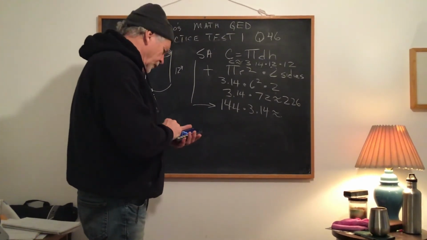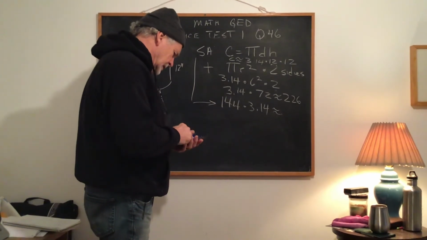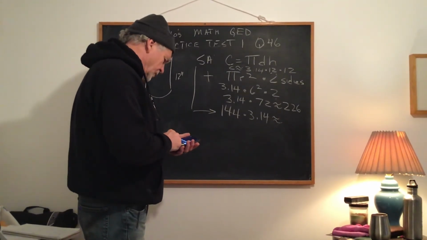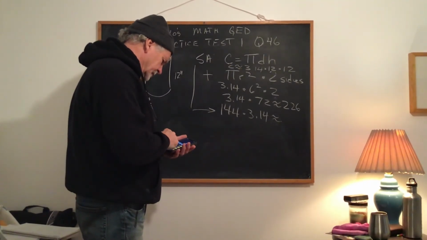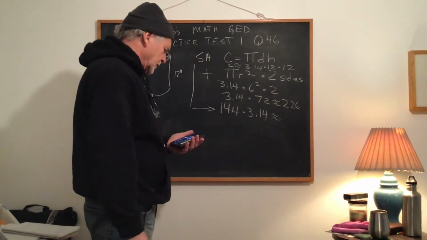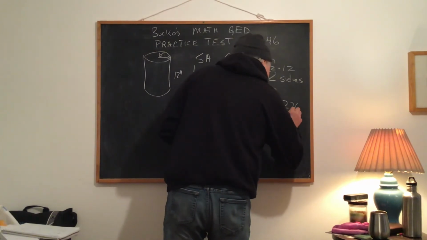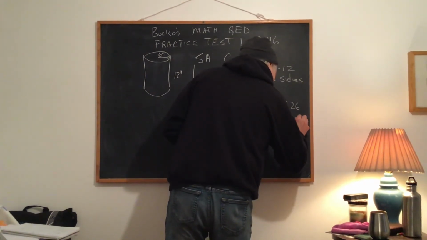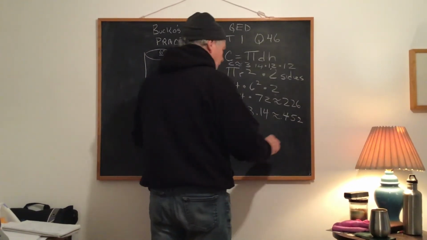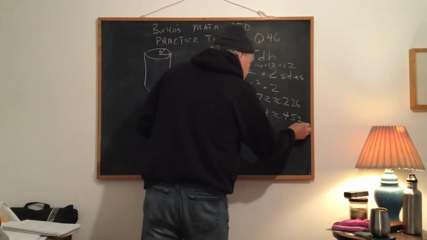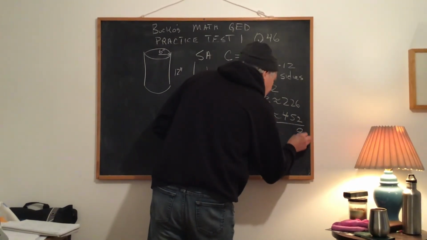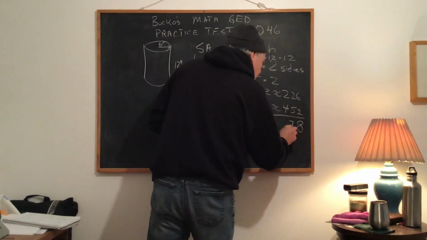And then you got 144 times 3.14 equals 452. And I rounded that off. You get 8 here, a 7 there, and a 6.